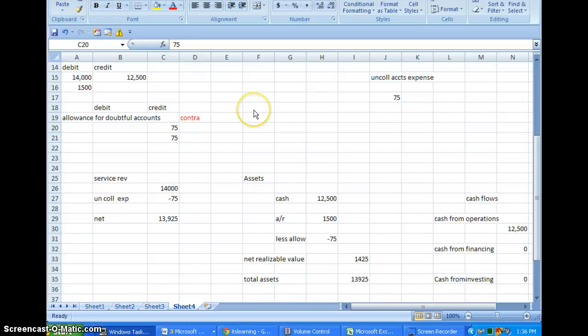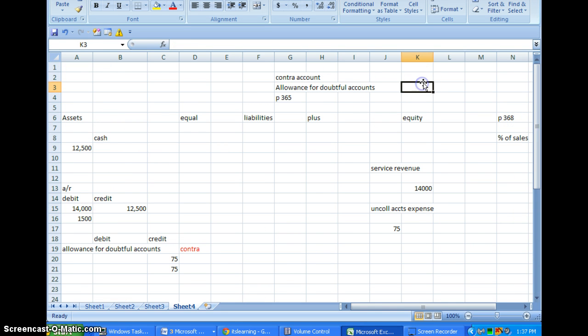So what's going on here is that ATS has to make estimates. This contra account right here is nothing more than an estimate of how much money is not going to be paid based on the accounts receivable. And what happens is once you make this estimate, you have to go ahead and readjust things as it changes. So if we can go to page 369 for a second, the next page over, page 369.